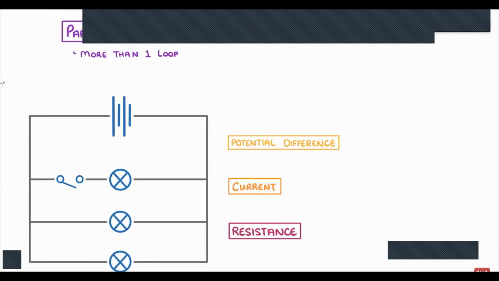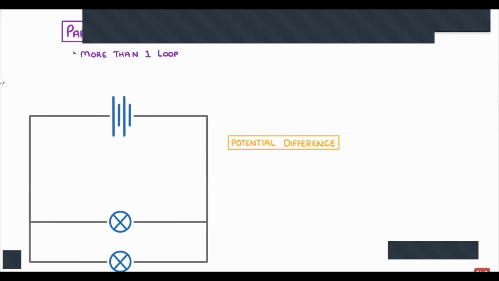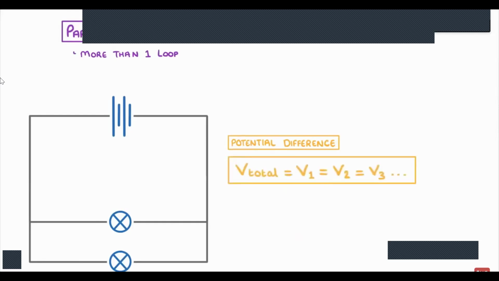Now, the first thing to know about truly parallel circuits, so those with only one component in each loop, is that all of the components get the full source potential difference. So if we have a 12-volt battery, then all of the components will have 12 volts across them.